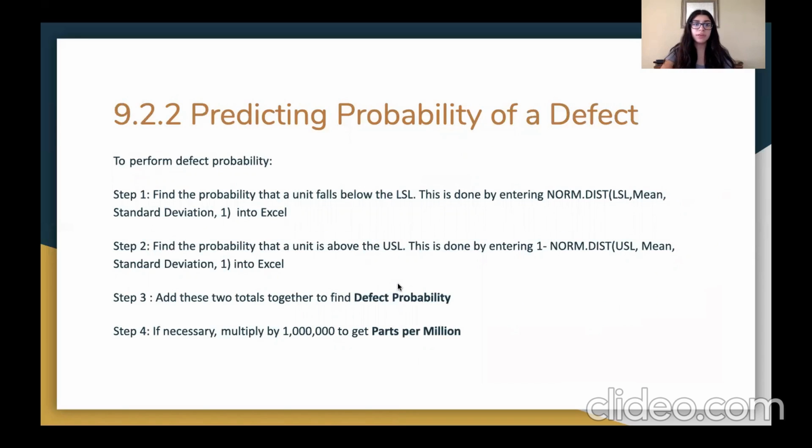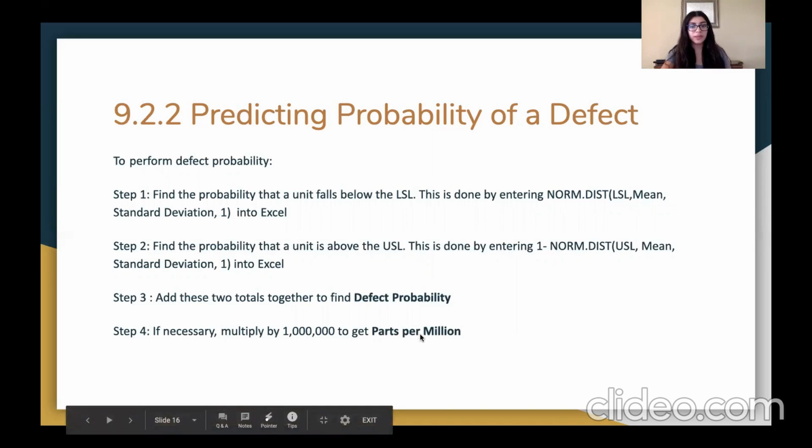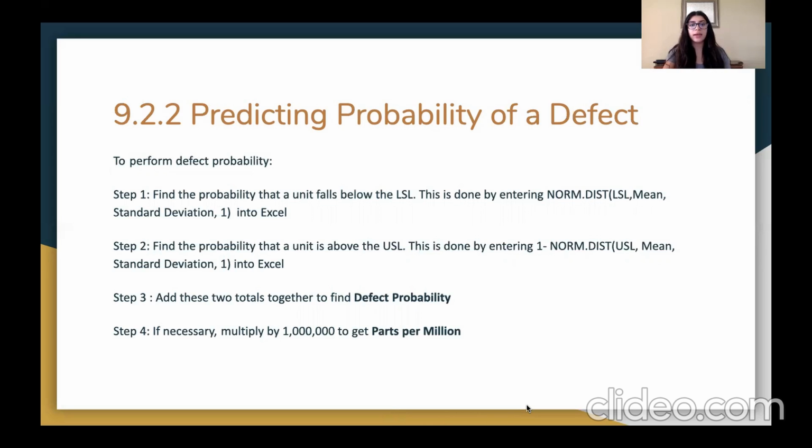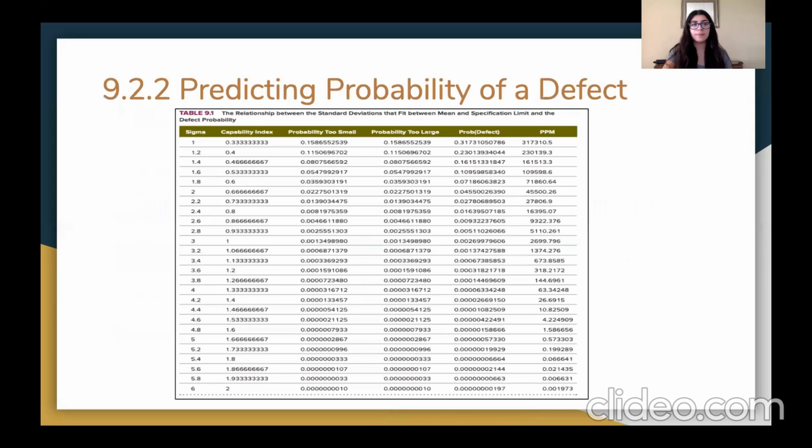To find the defect probability, there are 4 steps. The first step is to find the probability that a unit falls below the LSL. This is done by entering norm.dist into Excel, which would be LSL, mean, standard deviation, and 1. The second step is to find the probability that a unit is above the USL, which is done by entering 1 minus norm.dist into Excel. So USL, mean, standard deviation, and 1. The third step, once you find these totals, is to add them together to find the defect probability. And the fourth step, if you want to find parts per million, is to multiply this by 1 million. So this is how you would find how many parts would be defective per million units.